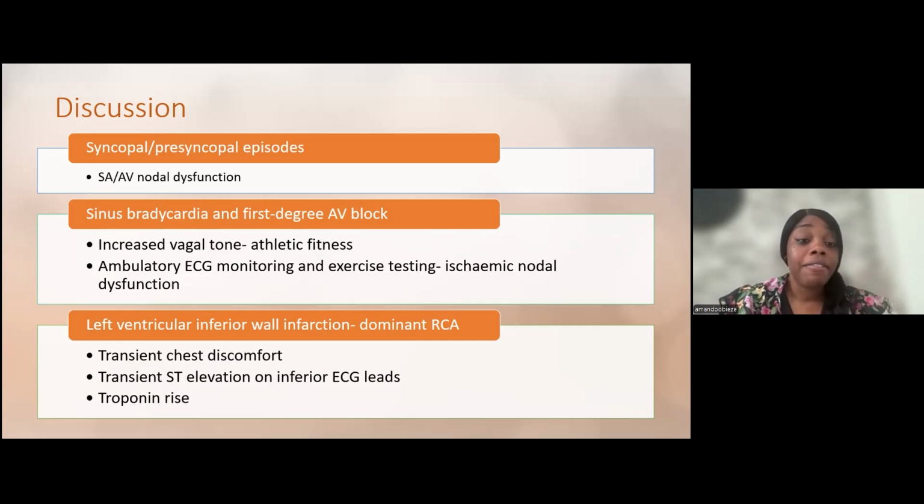He also had the left ventricular inferior wall infarction, which was evident on the initial ECG with ST elevation, where it occurred in the inferior leads, and the fact that he also had a troponin rise and transient chest discomfort all fits into this. Next, please.